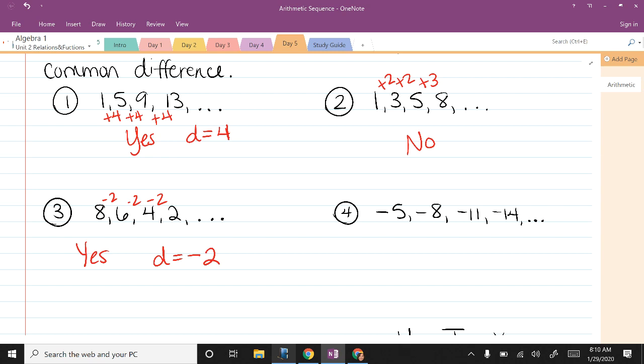All right, number 4 says negative 5, negative 8, negative 11, negative 14. Do we see a pattern? What are they doing? Yeah, remember negatives go backwards, right? So those numbers are going down. So, yes, it's arithmetic, and the common difference is negative 3.